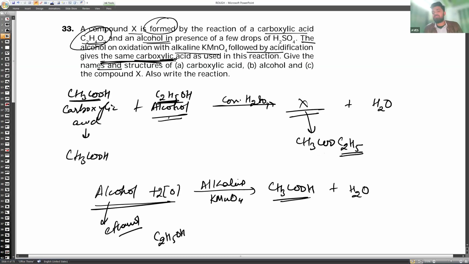Now, what is the name of this one? C2H5 is ethyl, a 2-carbon chain. Ethyl ethanoate. Got it? Yes, sir. Next.